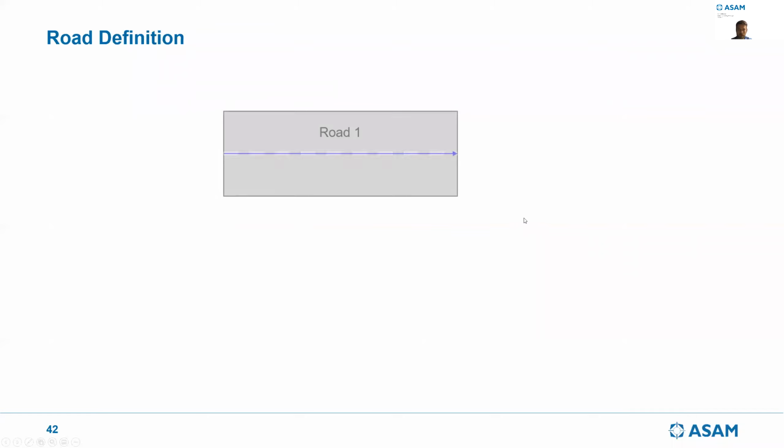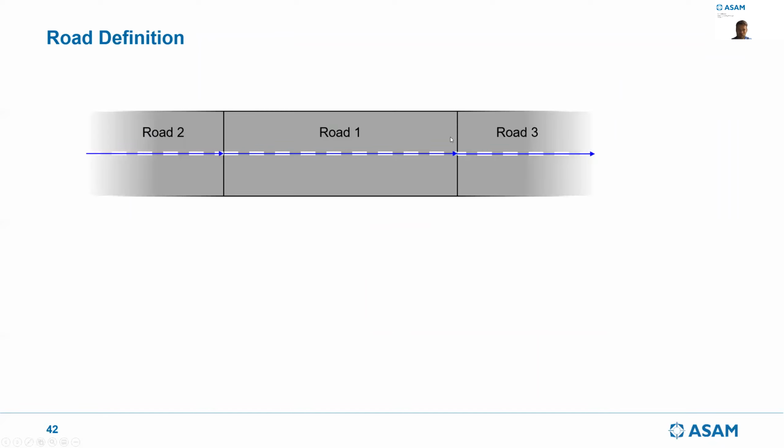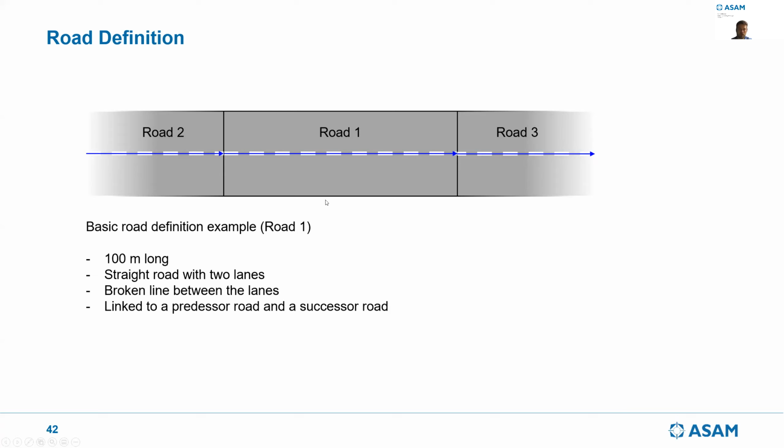So if we define a road, we will take that very, very simple example of a straight road that is defined between two other roads. It has a broken line in the middle. It's 100 meters long, and we have the linked predecessor and successor road. In that case, we have the predecessor road ID 2, and the successor road 3.